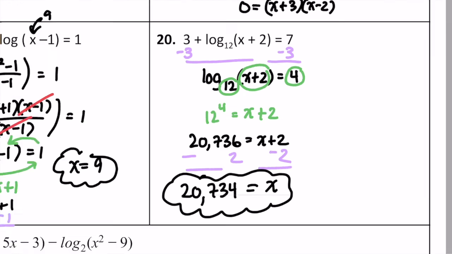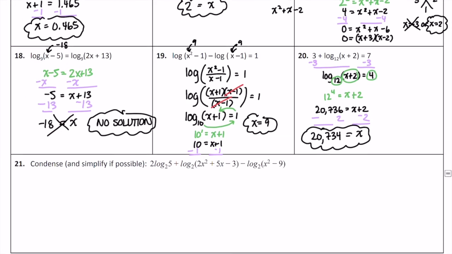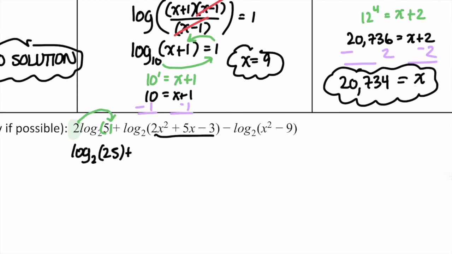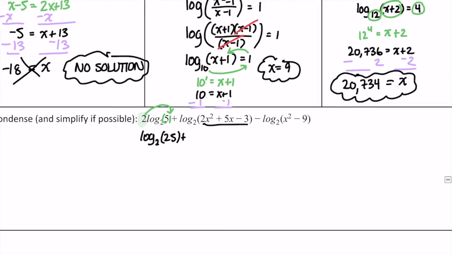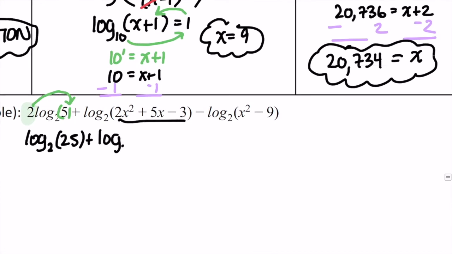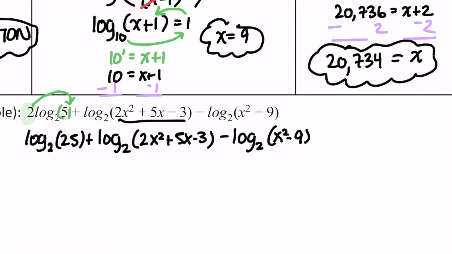All right, and then for the last one, condensing and simplifying. So first thing I want to do is, in condensed form, I'm not allowed to have coefficients. I need to move that coefficient to be an exponent instead for what's inside of that logarithm. So I have really log base 2 of 5 squared, which is 25. For this logarithm, I'm going to factor that thing. Actually, you know what, I'm not going to do that yet. So I have log base 2 of 2x squared plus 5x minus 3 minus log base 2 of x squared minus 9. There was nothing wrong with the other logarithms that prevented me from consolidating.